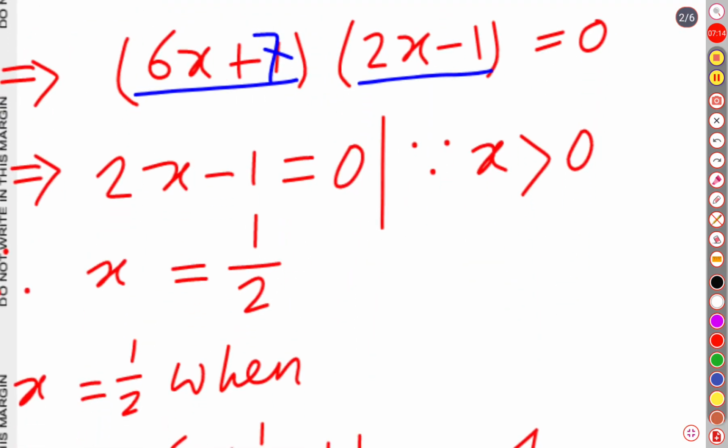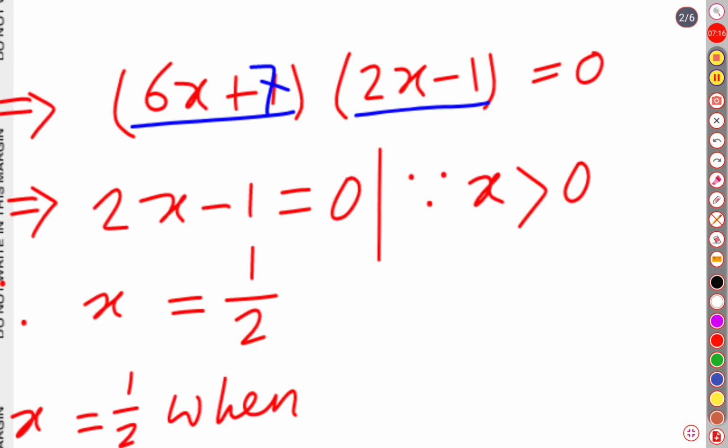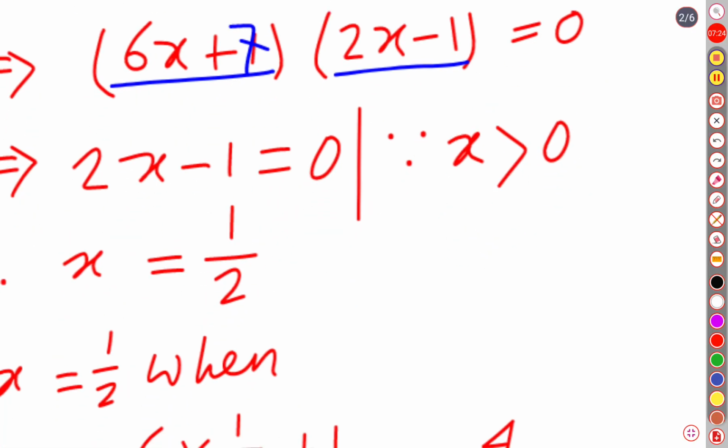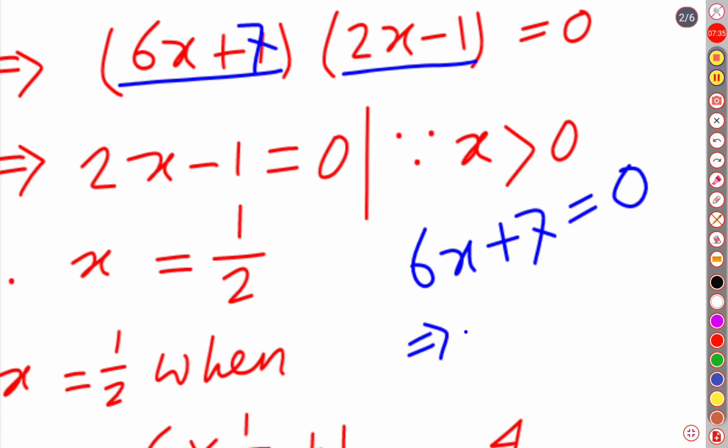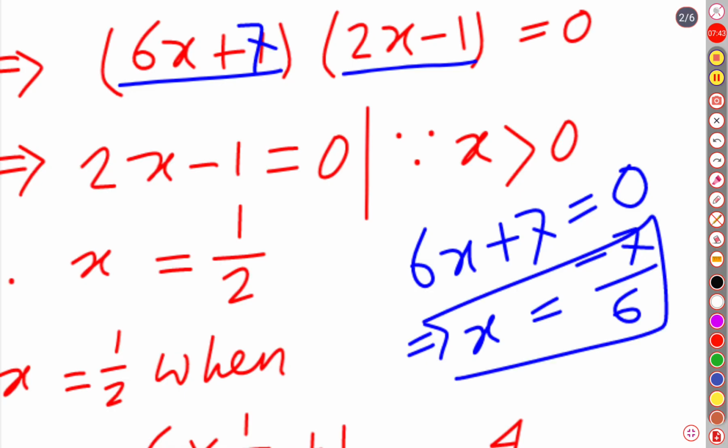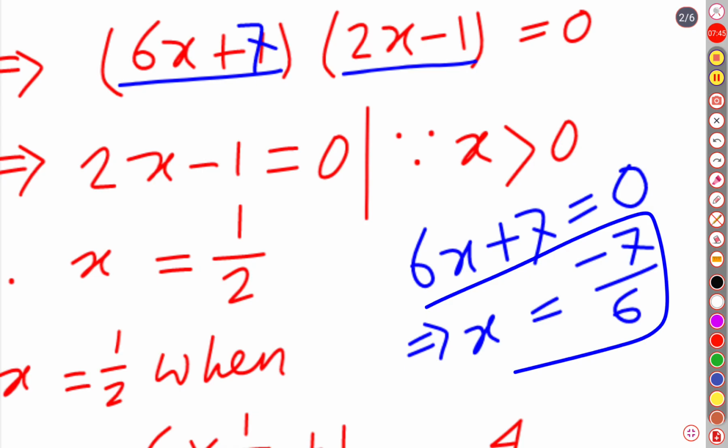Now we are going to find the roots. Let's see 6x plus 7. If we take this one, how can we reject this? Suppose 6x plus 7 is equal to 0, whether it is possible or not. That means our x is going to be negative 7 over 6, the root is negative. Now let's verify whether we get a negative value or not from the graph.